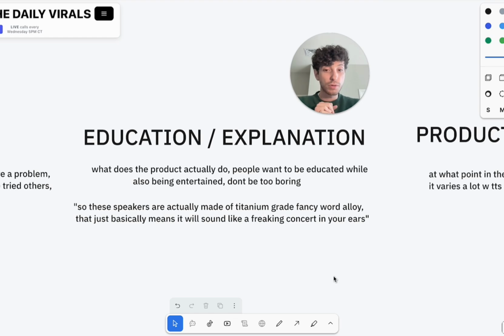So these speakers are made from titanium grade, fancy word alloy, the big words, the fancy stuff, which basically just means it's going to sound like a freaking concert in your ears. So big words that they're not going to understand, then simple words that they can actually understand after that.